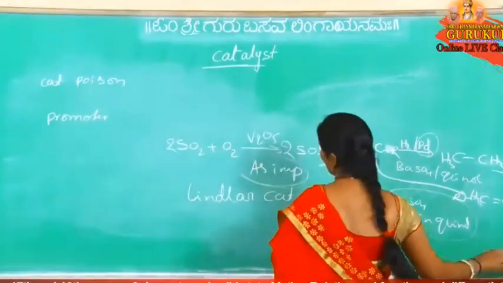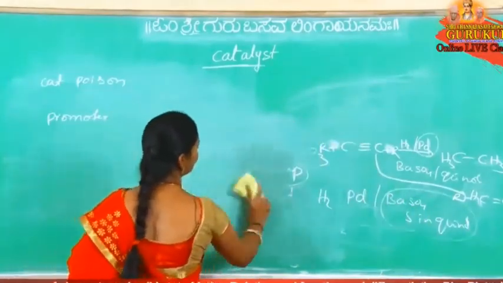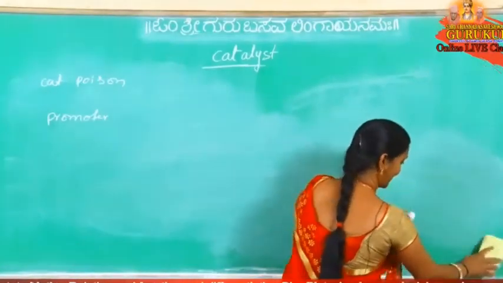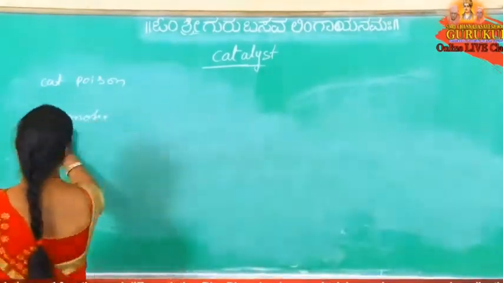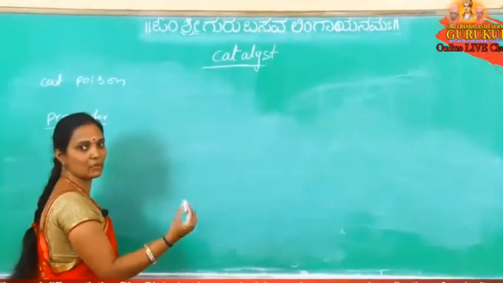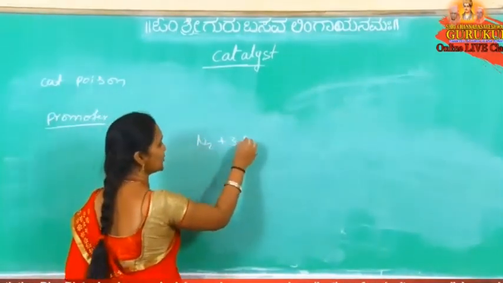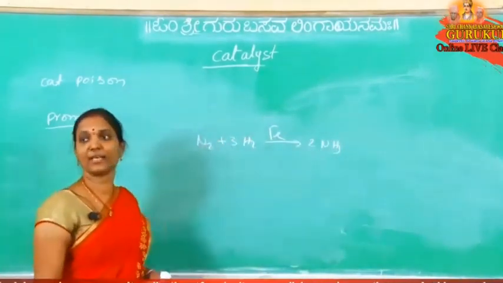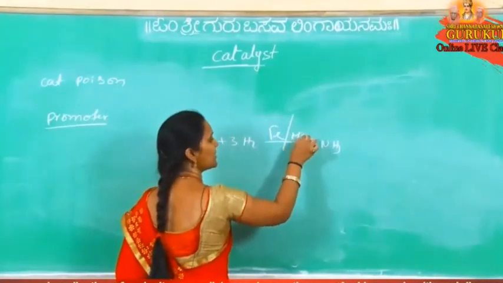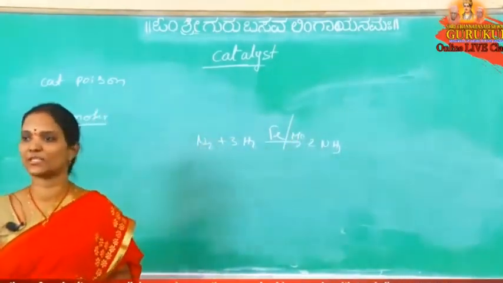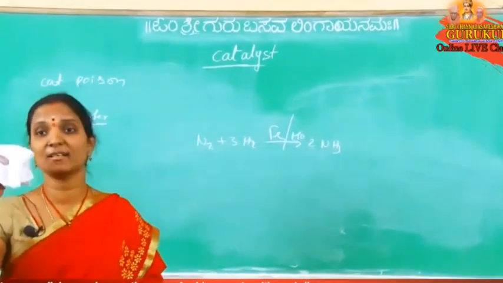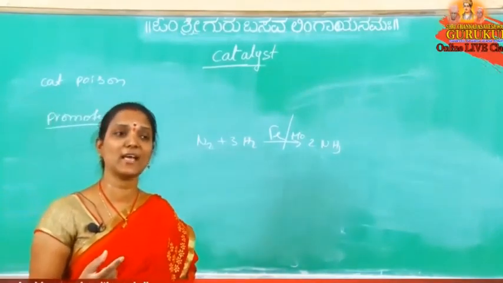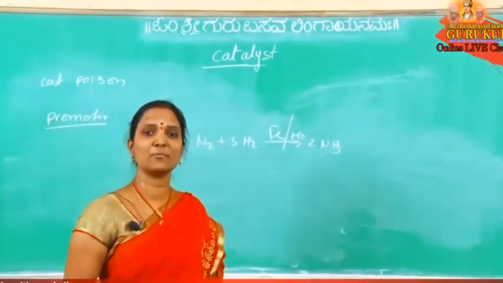And the next one is a promoter. What is this promoter? Now come to Haber's process. N2 plus 3H2 gives 2NH3. Iron is used as a catalyst. Along with iron, here we use molybdenum also. Does this molybdenum act as a catalytic poison or promoter? It acts as a promoter. So iron acts as the catalyst and molybdenum acts as a promoter.